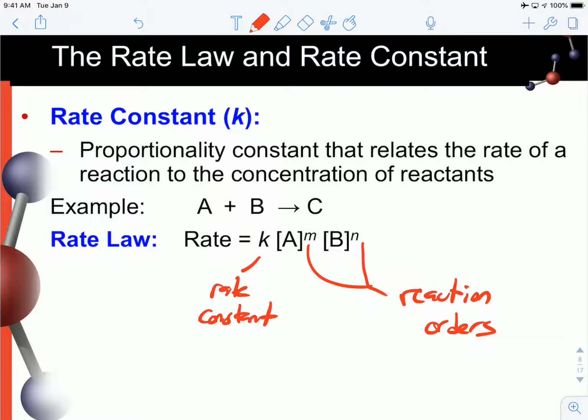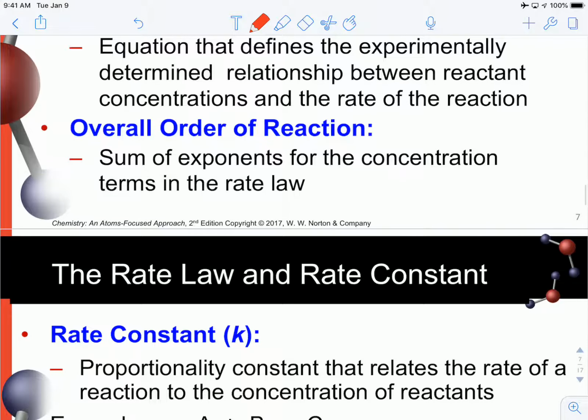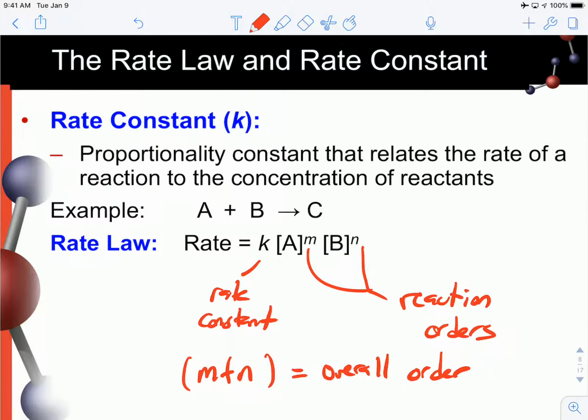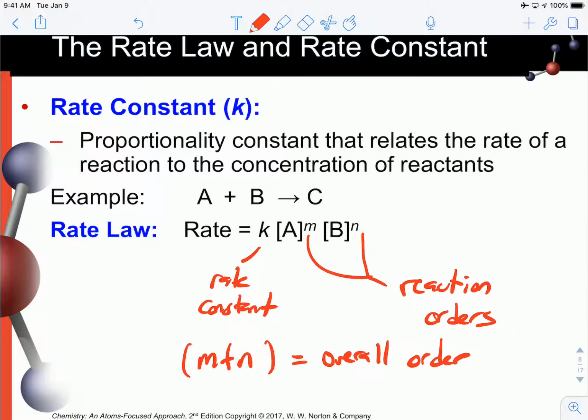M and N are known as the reaction orders, and they are with respect to each of the particular reactants. M is the order with respect to A, and N is the order with respect to B. That's just a common notation people use, M and N, but you can use anything really. And M plus N is what we know as the overall order. That's what we mentioned back here, the overall order. We're just going to sum those up. It is that simple. So that is your rate law.